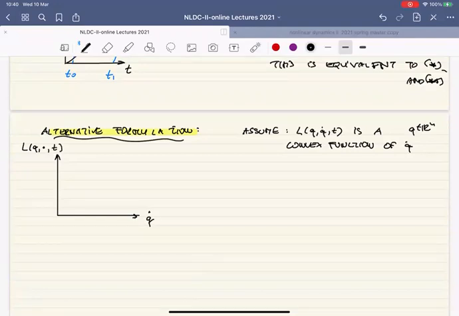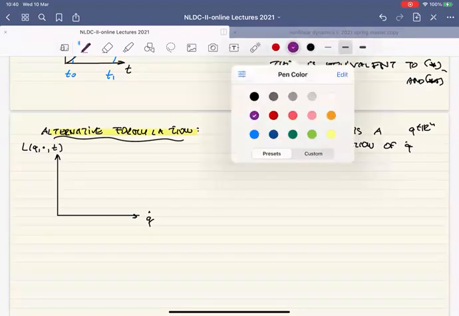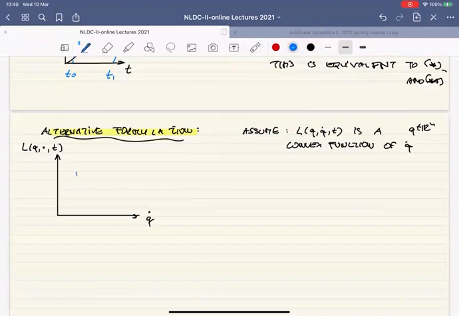All right. So q and t right now are fixed. So I'm showing it entirely as a function of q dot. And what I have just assumed is that it's a convex function, not complex. So, you know, something like this. It's a scalar function.